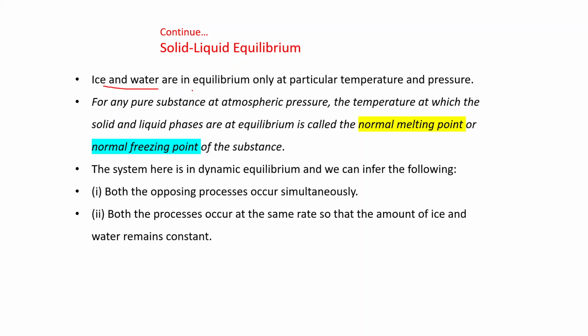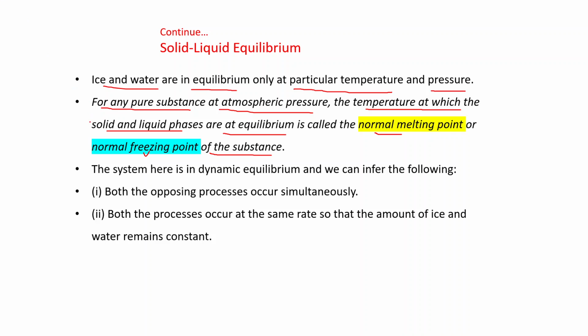Ice and water are in equilibrium only at a particular temperature and pressure. For any pure substance at atmospheric pressure, the temperature at which the solid and liquid phases are at equilibrium is called the normal melting point or normal freezing point of the substance.